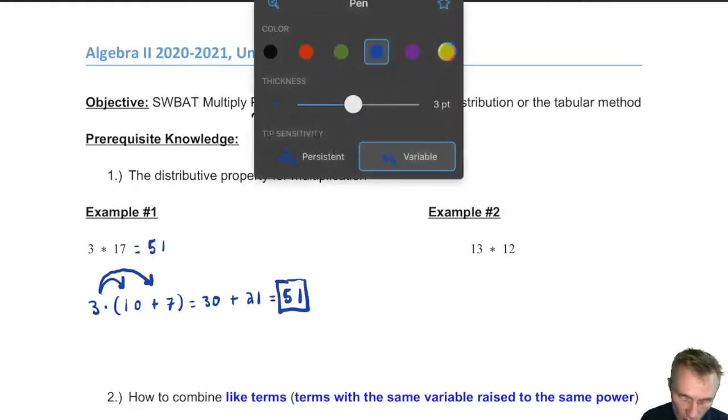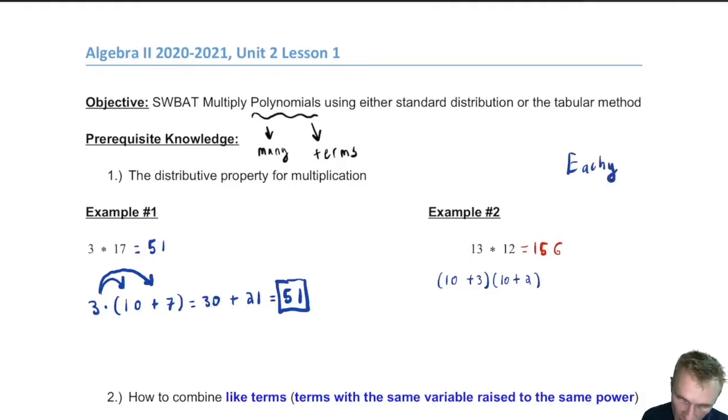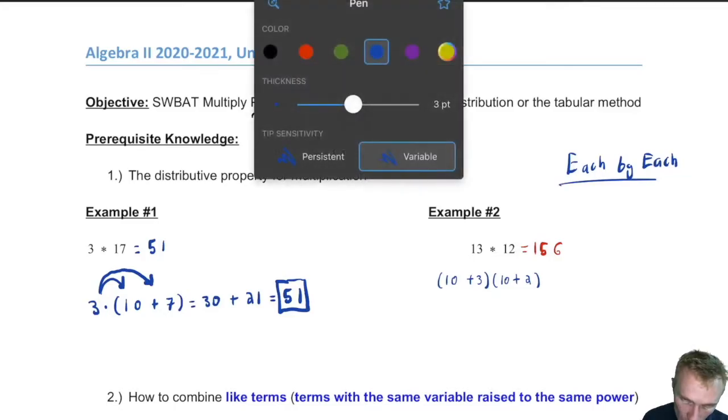The same thing works even if you have multiple terms with multiple digits. So maybe you just know your 13s tables and you know that 13 times 12 is 156. But if you don't, you could take 13 and make it 10 plus 3. You could take 12 and make it 10 plus 2. And the same idea is going to happen here when you distribute. I like to call this each by each, meaning take each term from the left and multiply by each term on the right. We'll do 4 separate colors here.